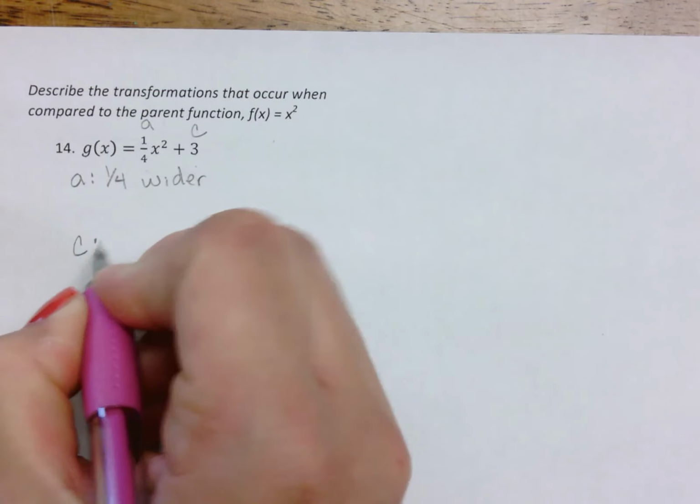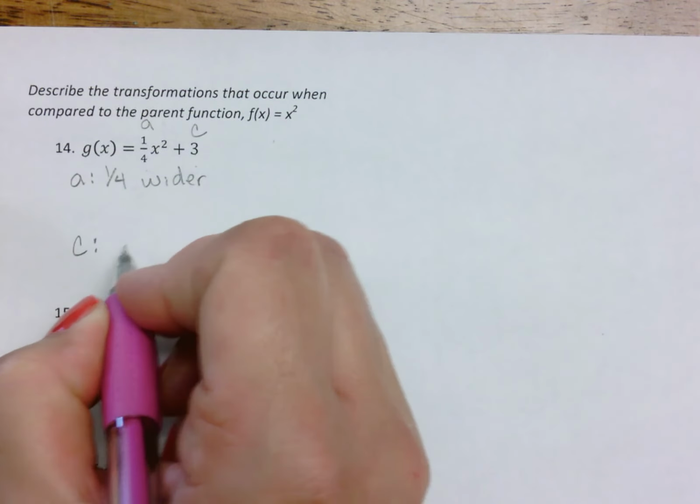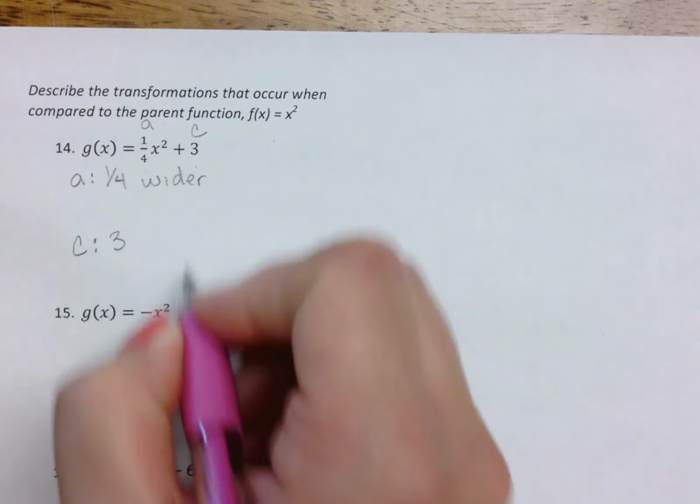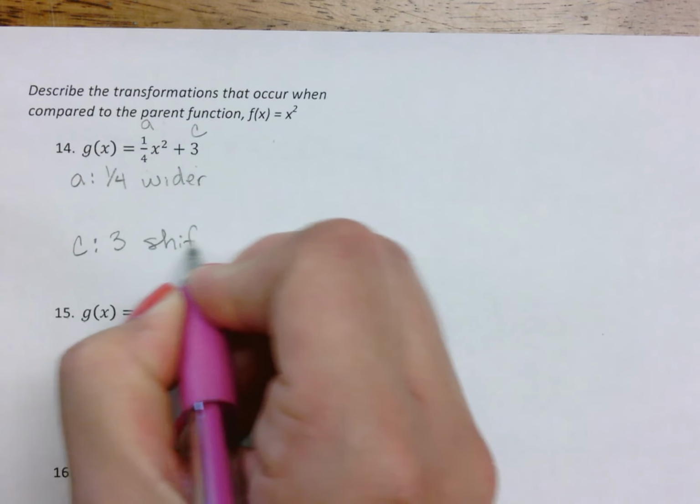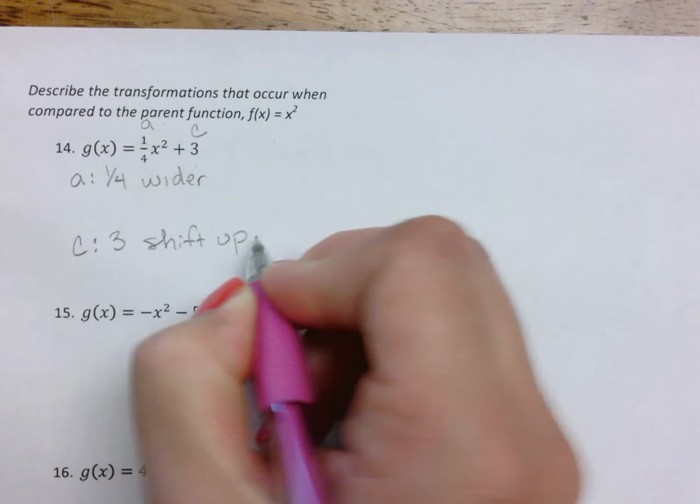It's just not an actual change that has occurred from the parent function to the new function. And our c is a positive 3. And when c is a positive number, the entire graph will shift up.